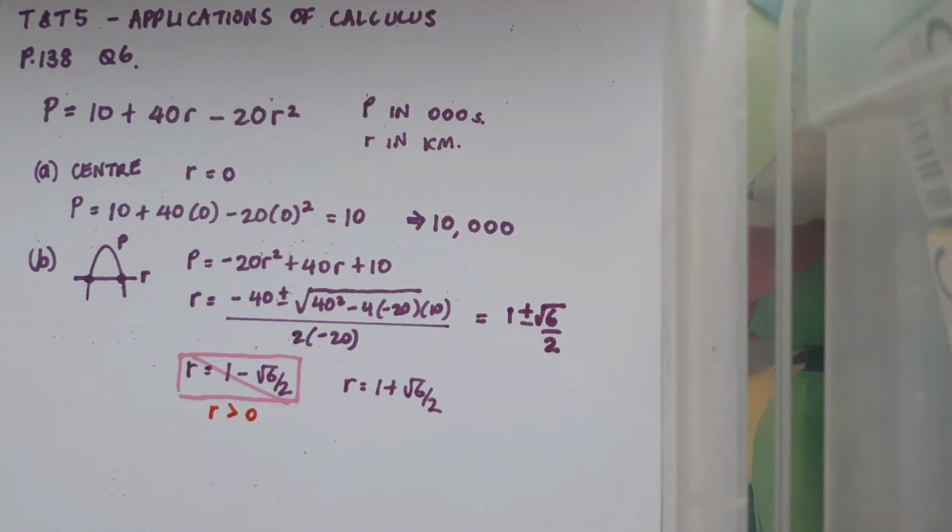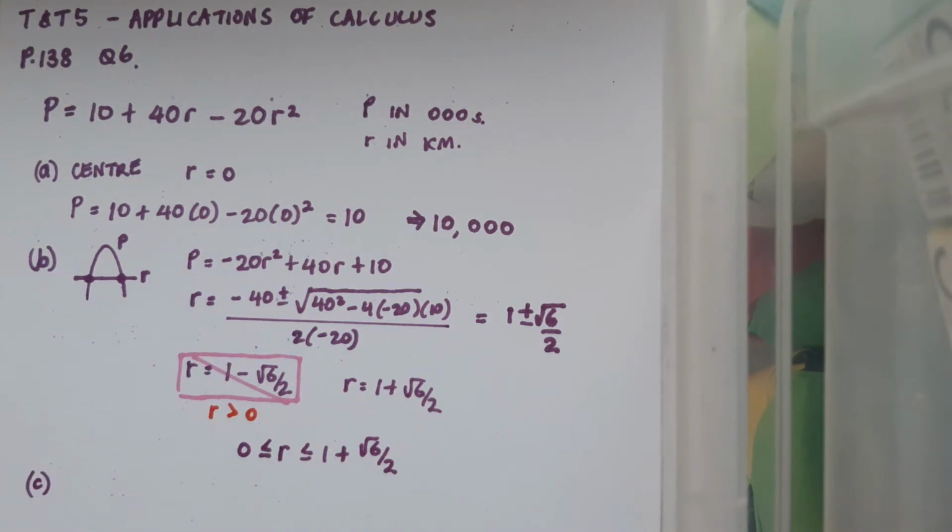So what is my possible range of values then for R? Well, R can be 0 when we have 0 radius, or it can go as far as 1 plus root 6 over 2, because any values between these R's will result in a positive value for population density.